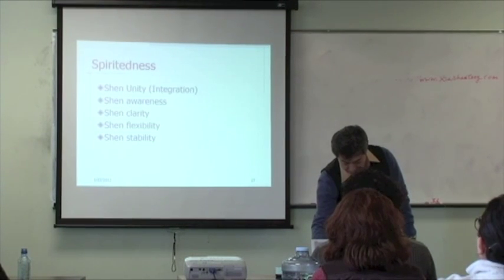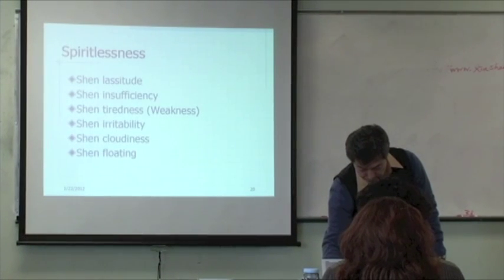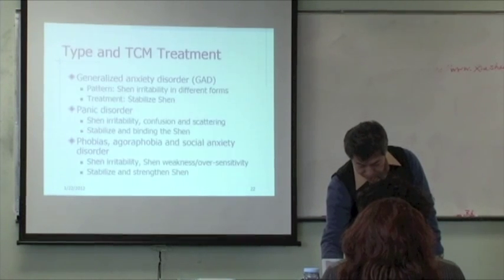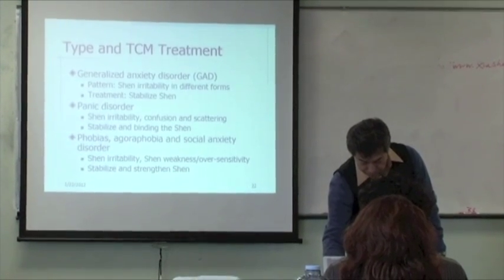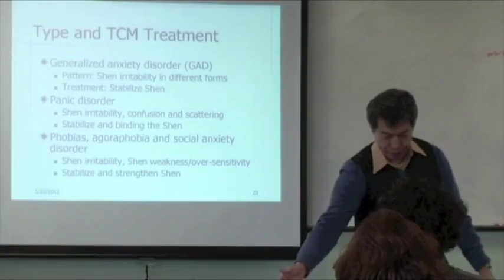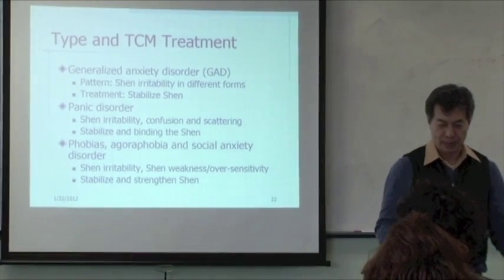You see here, Shen, the property, Shen, the spiritiness. And also we're talking about the spiritlessness. So that's all the Shen evaluation. So type and the TCM treatment. In Western medicine, what kind of feeling do we talk about? In general, they can be more complicated.